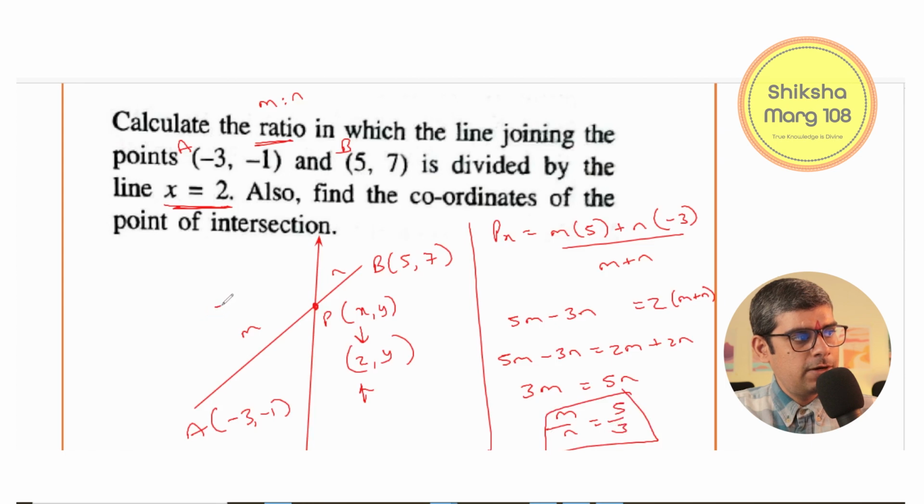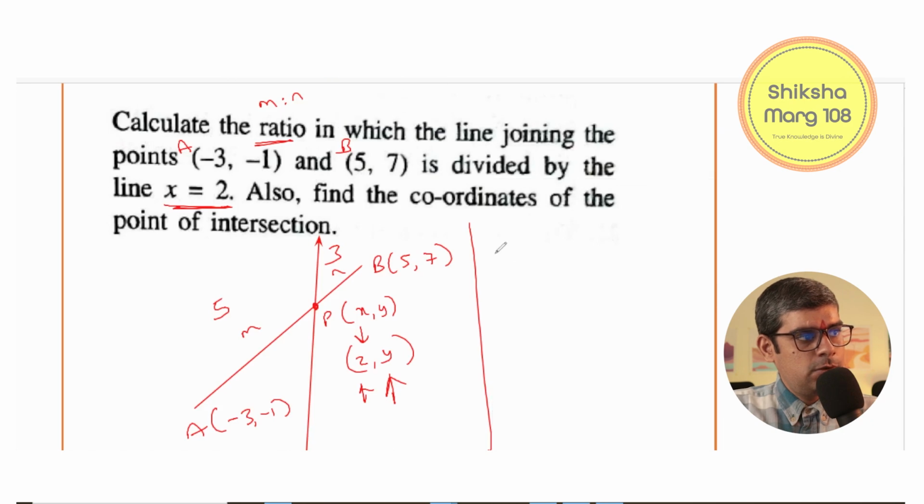Let me just write this down properly. This is 5 is to 3. Yeah, it's pretty straightforward. That's 5 is to 3, the ratio. Now we are interested to find the y coordinate. So let's just get to the y coordinate.